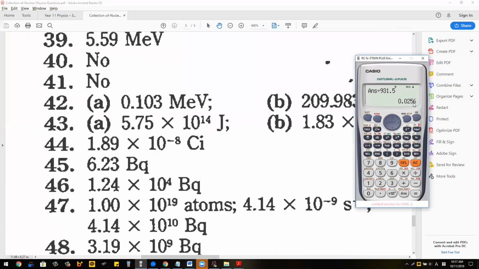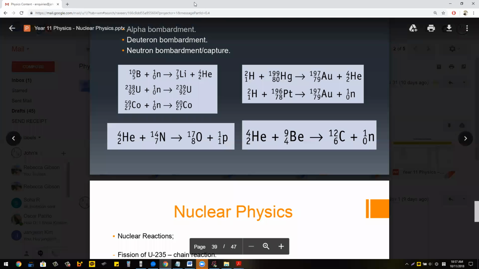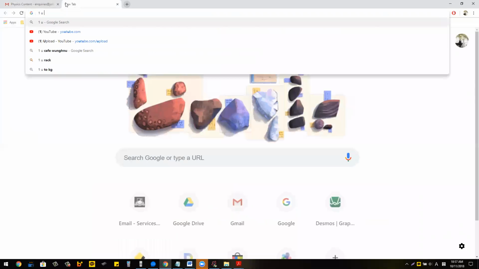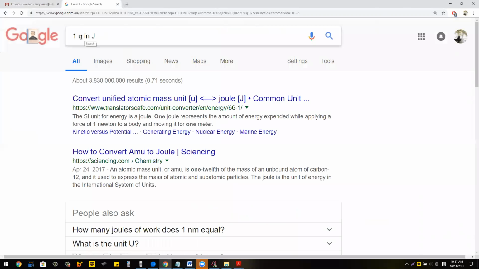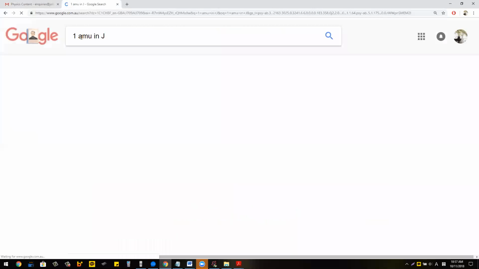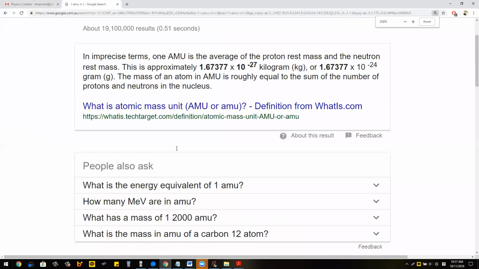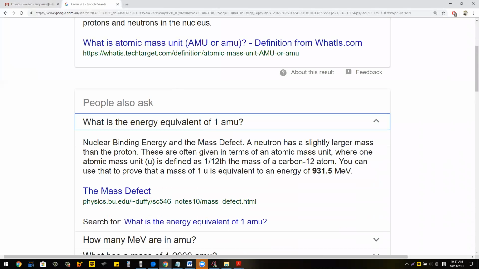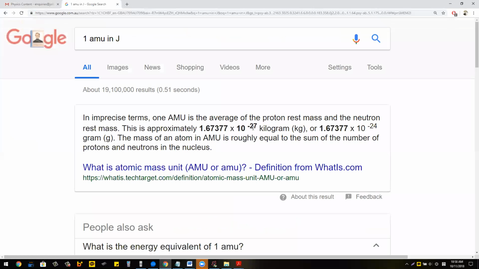1 U. Do you guys know how much 1 U is in energy? 3.0 times. Wait, I don't know. I don't know either. I think you have to convert it to kilograms and then substitute. Oh, maybe not. They say 931. I think you have to convert to kilograms. Let's then just use this one.